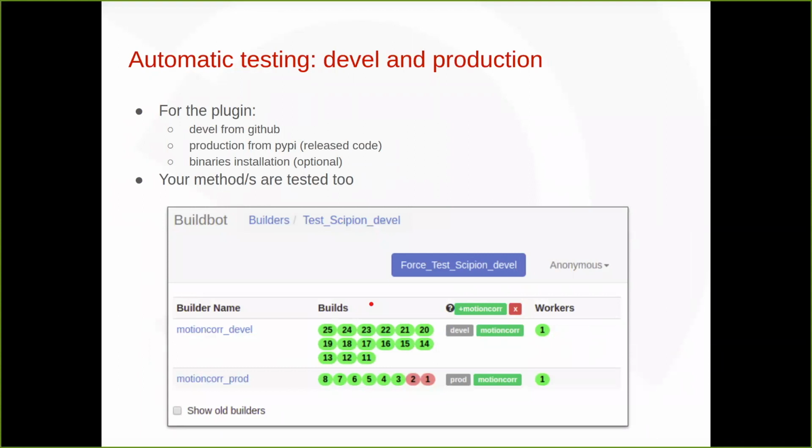And this is about the automatic testing. So yeah, we test even the development branch and production code. You can go to our servers and see the status of the production plugin, what has been released and the users are able to use, and also what you are currently developing. And as I said, this is being tested regularly on our servers.